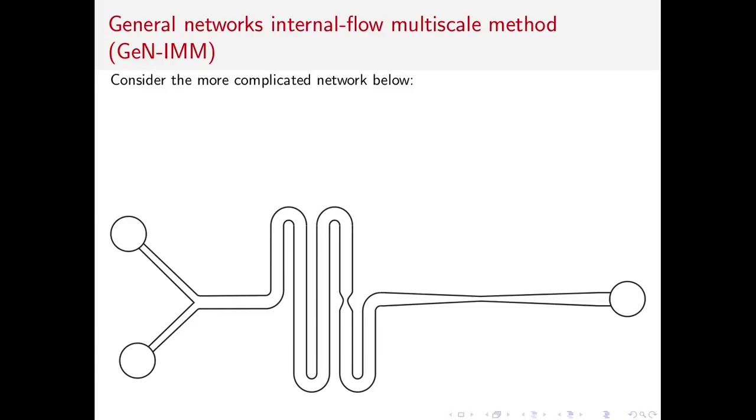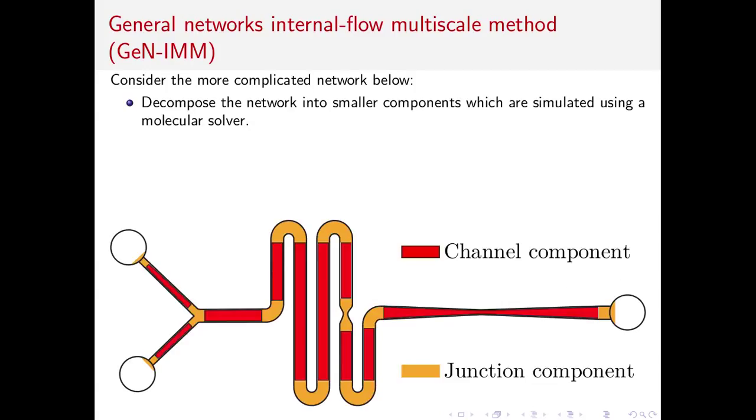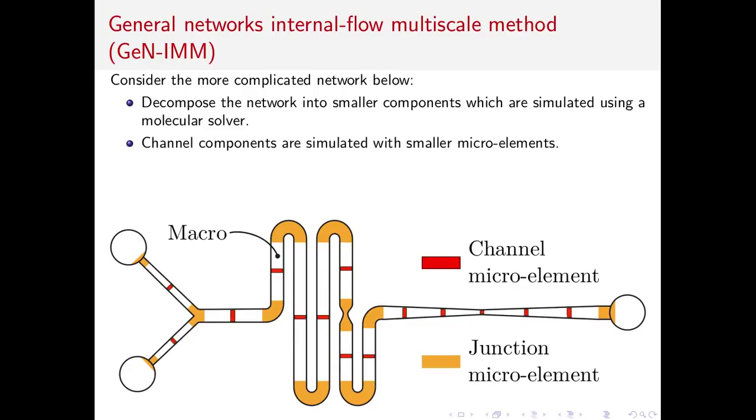Instead, we use a method which we call the General Networks Internal Flow Multiscale Method, or GenIMM for short. And this method works by decomposing the network into smaller components, each of which is simulated using a molecular solver. So there are two types of components. Firstly, junction components, which are these elements of rapidly varying geometry which cannot exploit scale separation and must be modelled in their entirety by the molecular solver. And then there are channel components, which can be simulated using smaller microelements, as described earlier.